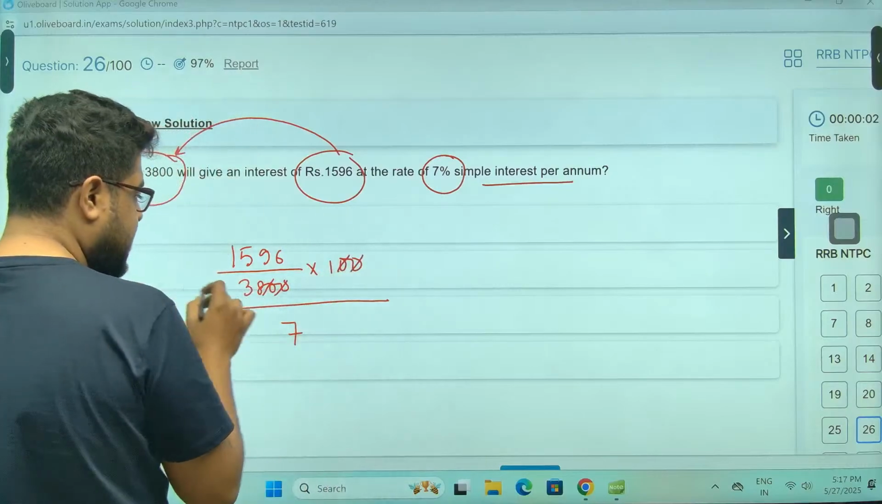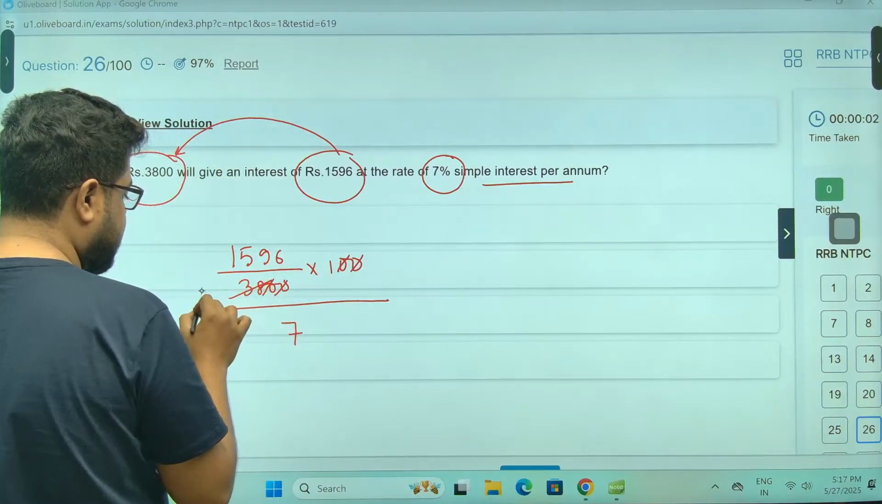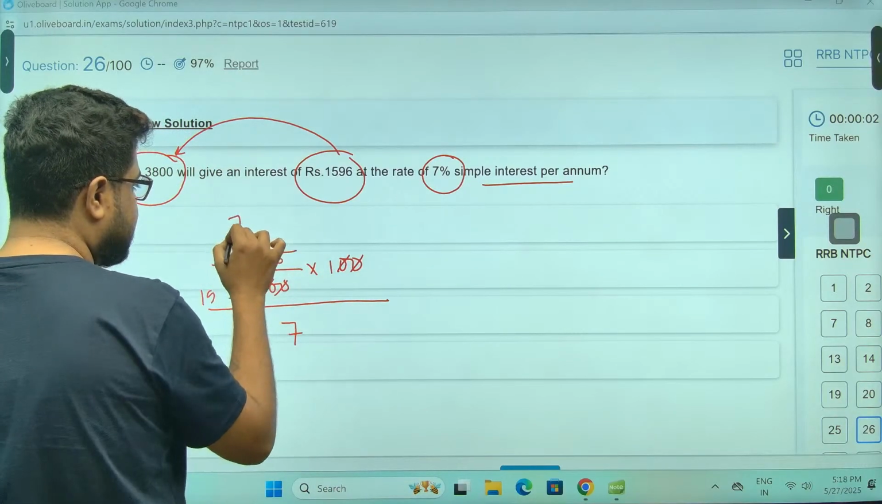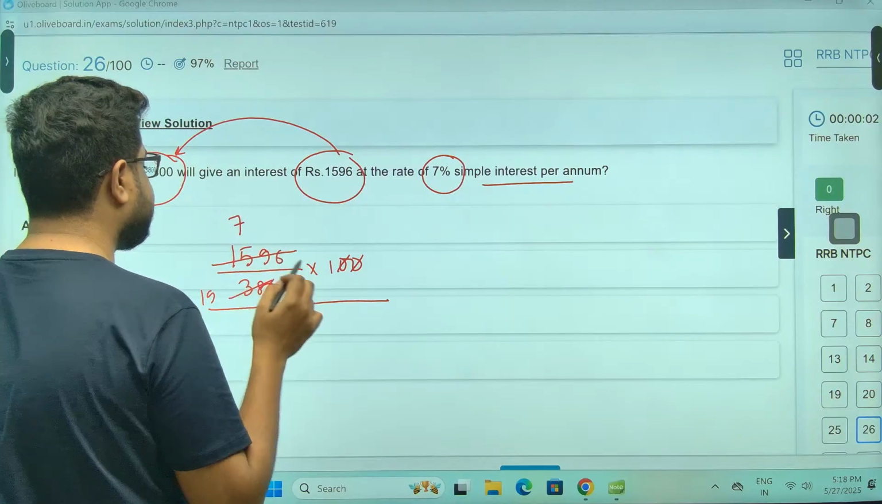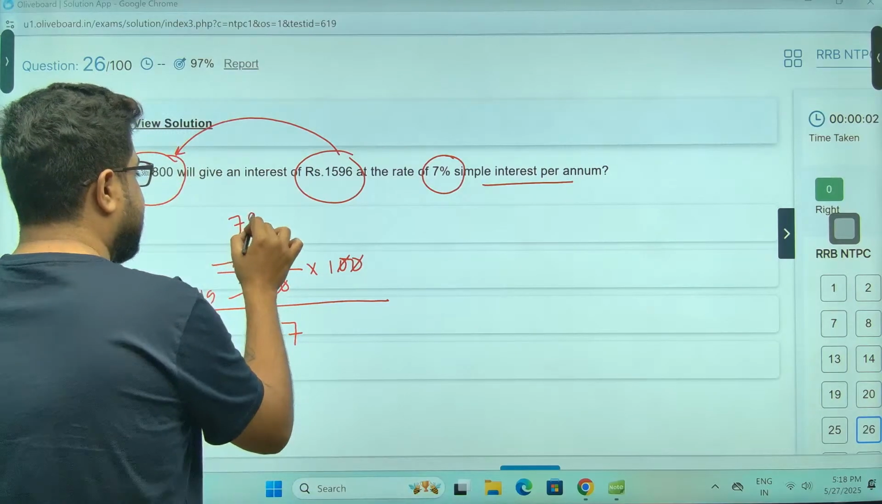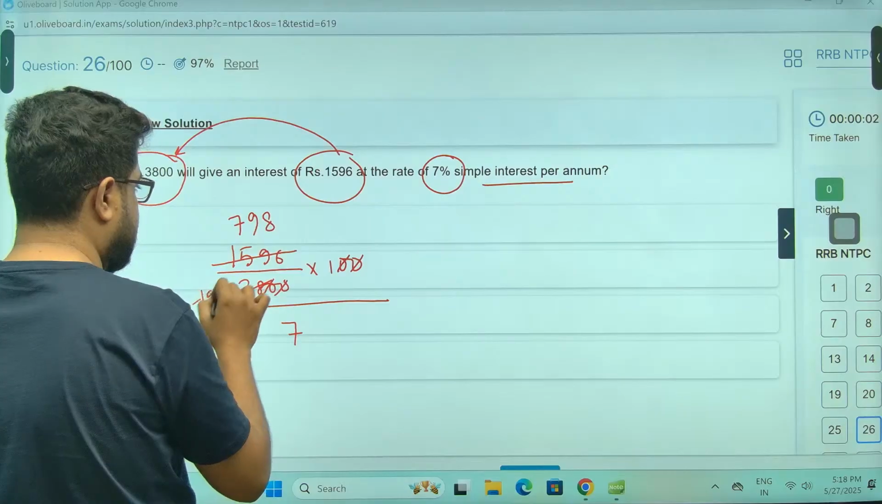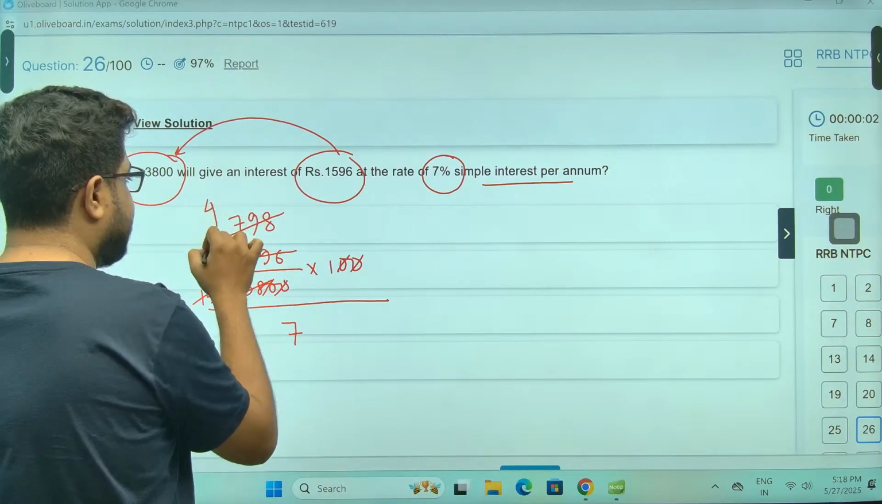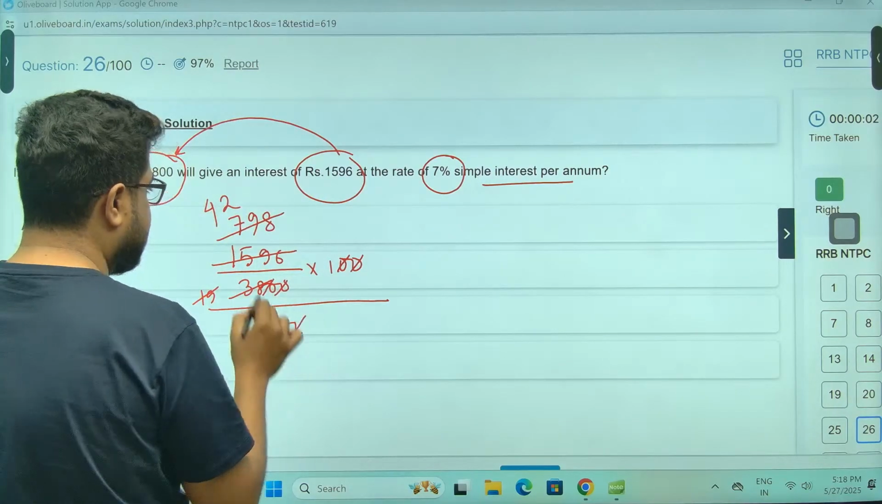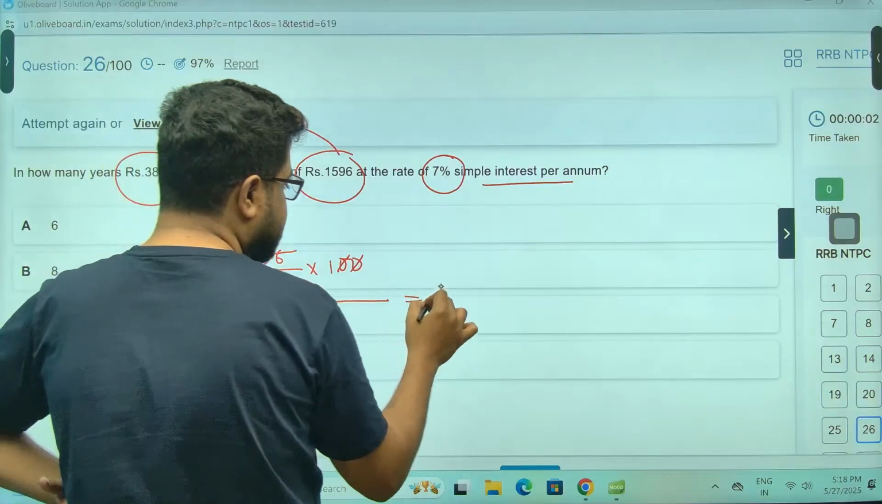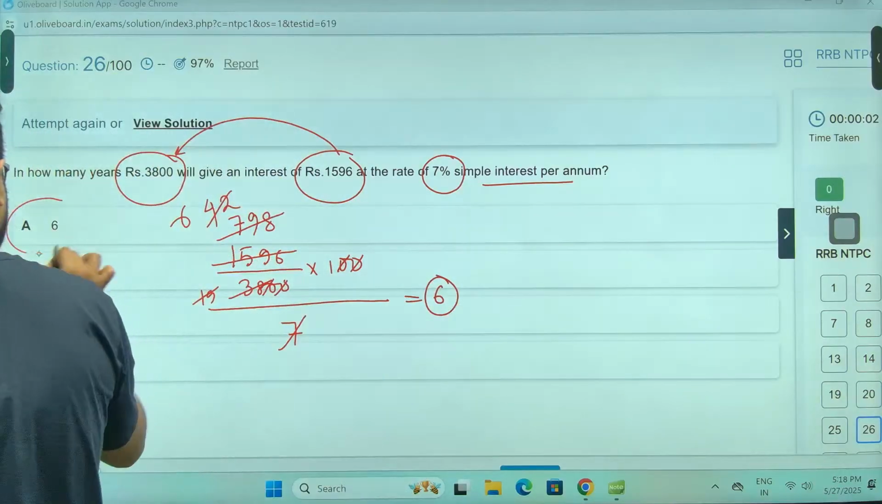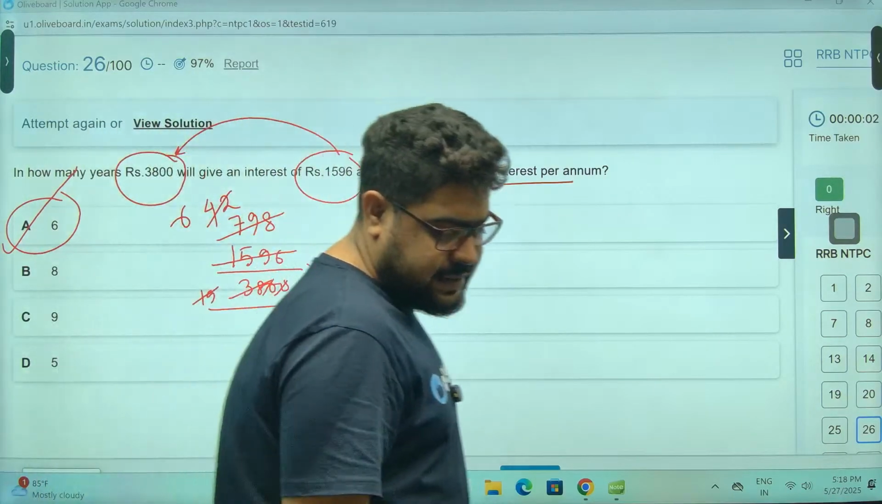38, 19. So do 2 first, sir. 2 sevens are 14. Sir, 1. 19 means 18. Sir, 4 sevens are 28. 2 sevens are 14. So answer is 6 years. Answer is 6 years.